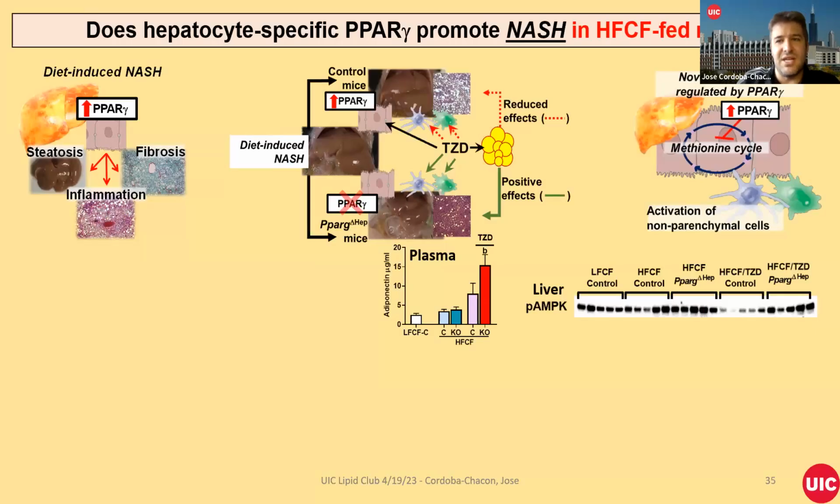So those things are being explored right now by my lab, how these methyltransferases could be accounting for the PPAR gamma dependent progression of NAFLD. And also another thing that I didn't show you is that these TZDs in mice with NASH, when PPAR gamma is not expressed in the hepatocytes, have a super positive effect on adipose tissue, increasing the level of adiponectin.